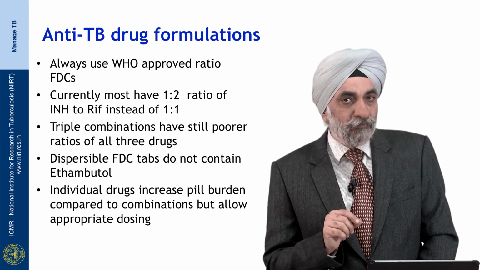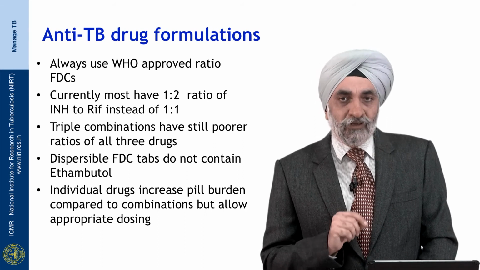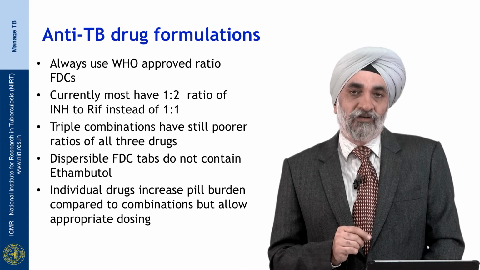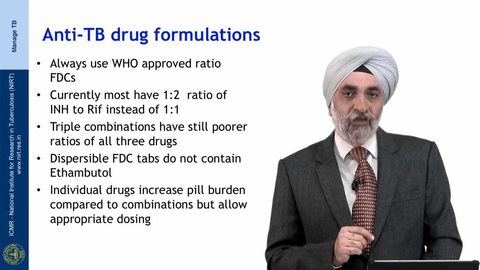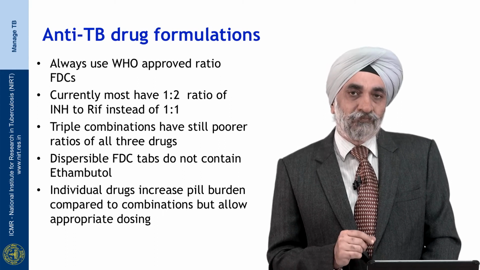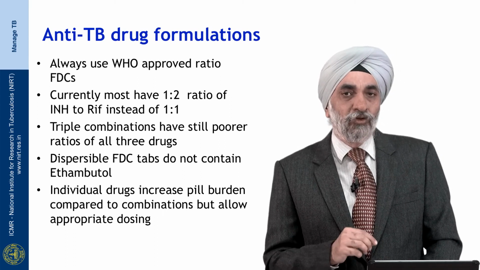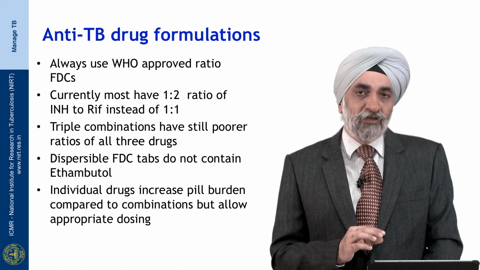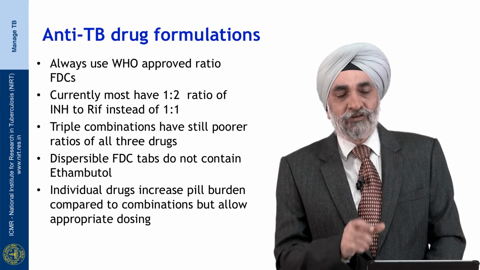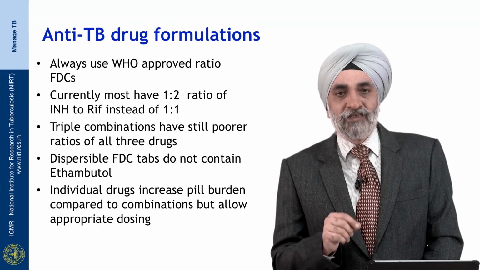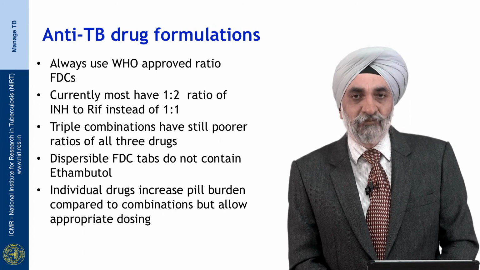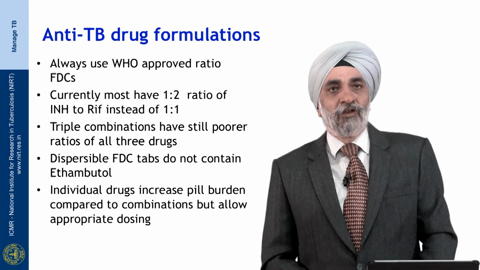A word here which is important to remember: while 4 drug FDCs are available for adults, they are not available for children, because ethambutol is a hygroscopic drug, and in children most of the FDCs are dispersible tablets, and you cannot add ethambutol to these dispersible tablets. So, in children, ethambutol needs to be given separately. You would get a triple combination or 3 drug combination of R, H and Z as an FDC, and remember to use them in the right ratio, as I mentioned.